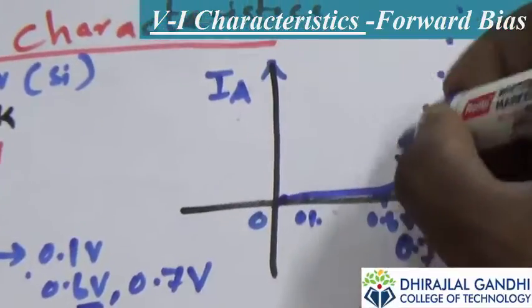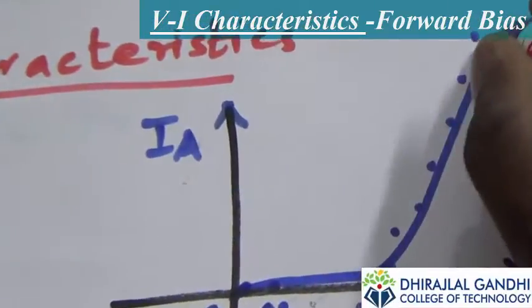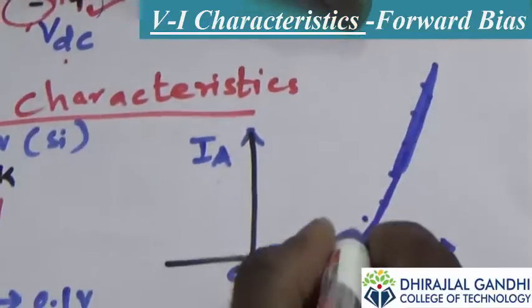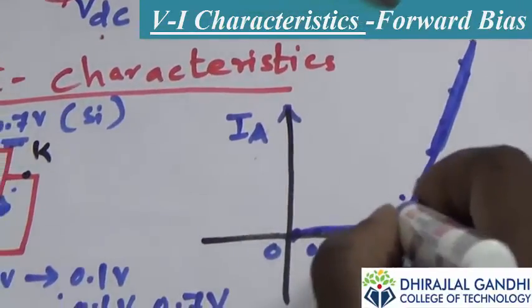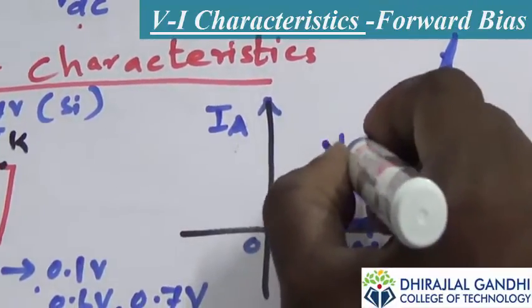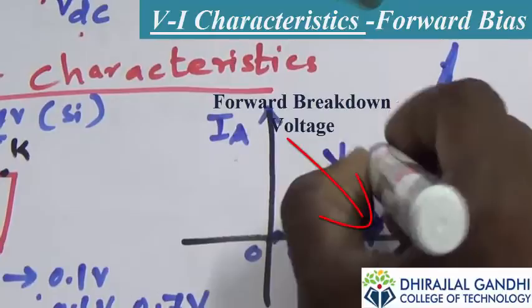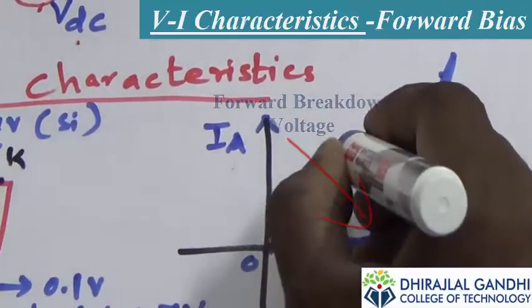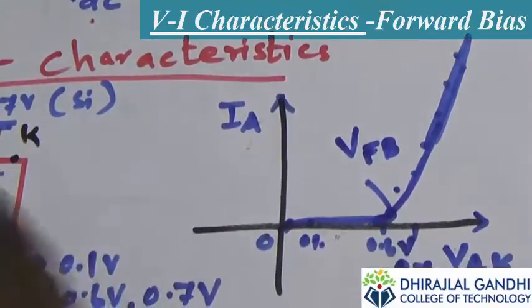Now if you draw the characteristics like this, this point is called the forward breakdown voltage, otherwise known as the knee voltage.